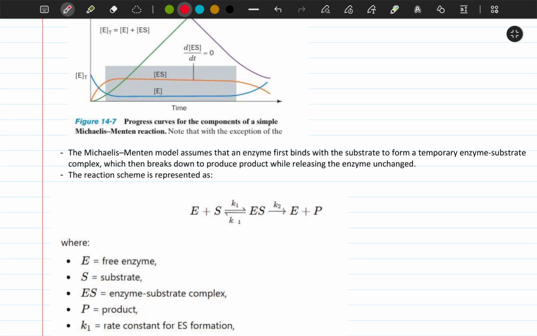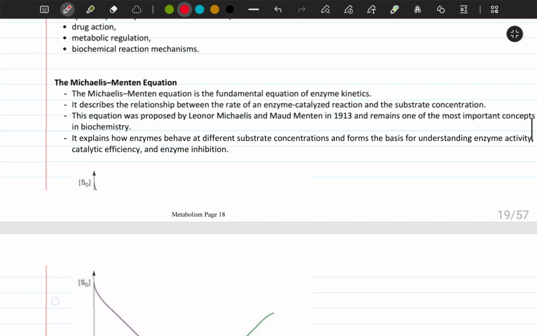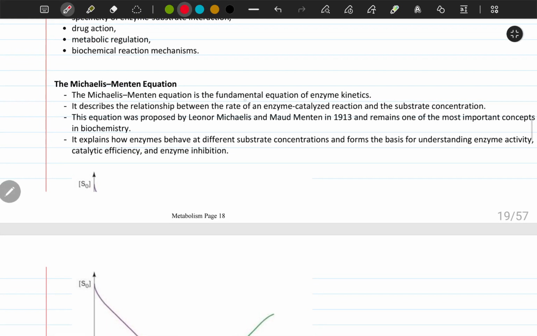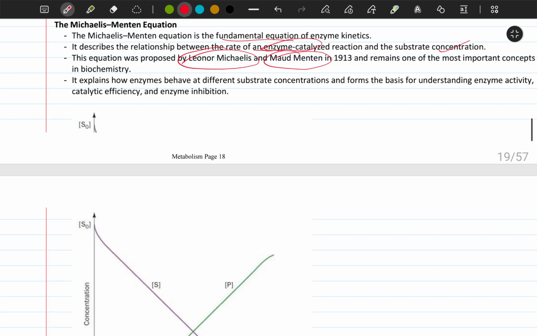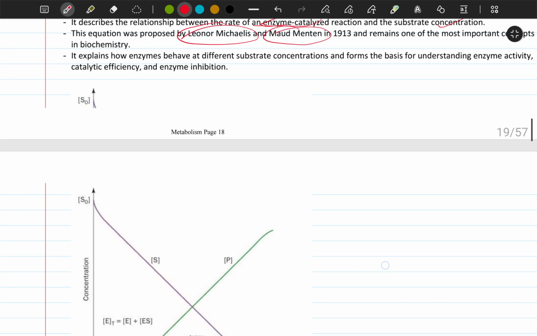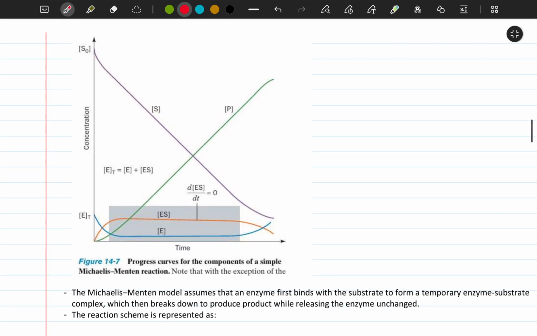Michaelis-Menten. So, our dear Michaelis-Menten. Here we are. The Michaelis-Menten equation is the fundamental equation of enzyme kinetics. It describes the relationship between the enzyme catalyzed reaction rate and the substrate concentration. This equation was proposed by Leonor Michaelis and Maud Menten in 1913. It remains one of the most important concepts in biochemistry. It explains how an enzyme behaves at different substrate concentrations and forms the basis of understanding enzyme activity, catalytic efficiency, and enzyme inhibition.